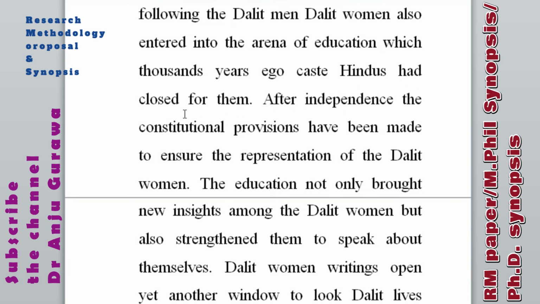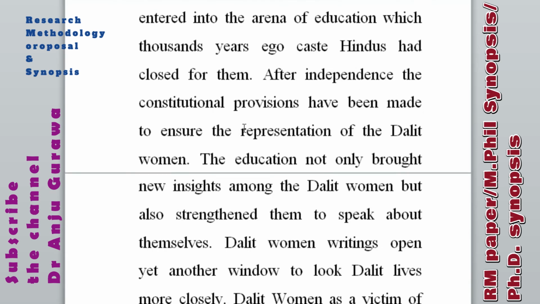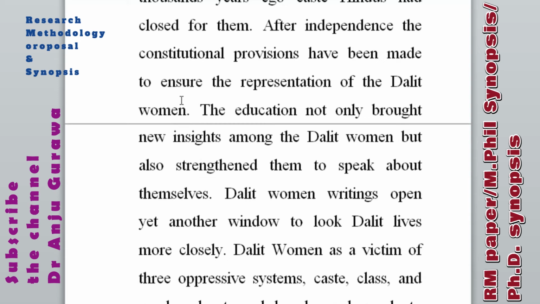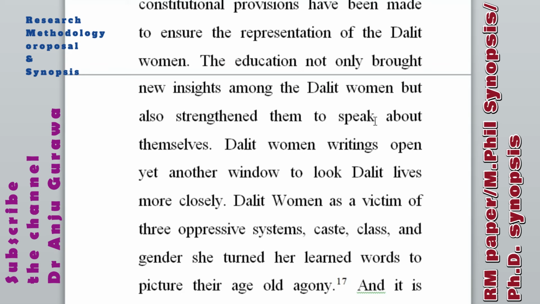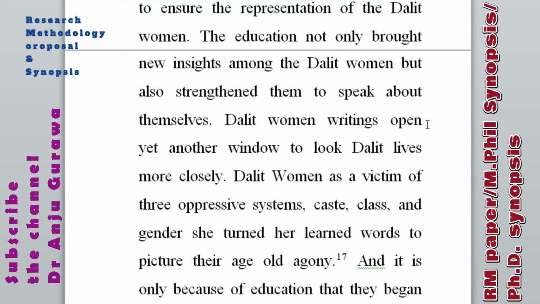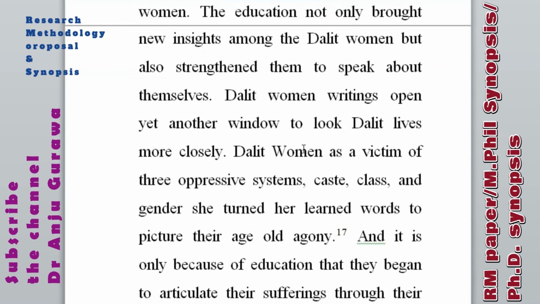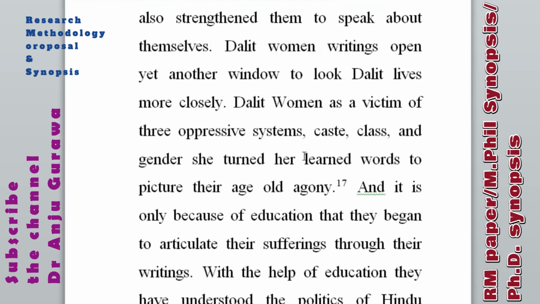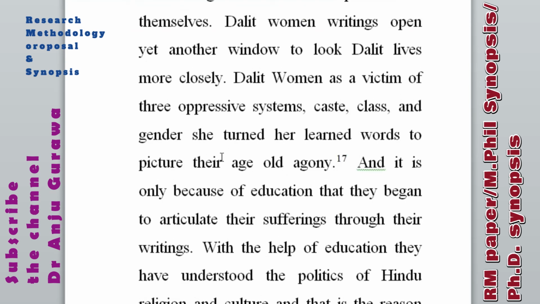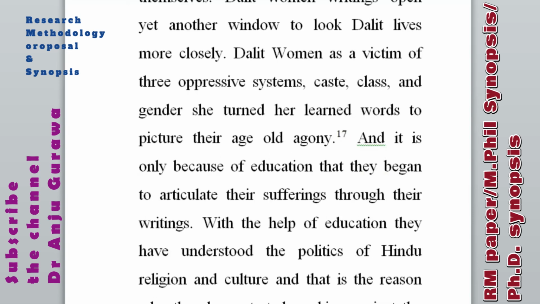It was during the British Raj that some Dalits, under the enterprise of Christian missionaries, began to get education, and following Dalit men, Dalit women also entered the arena of education, which thousands of years ago caste Hindus had closed for them. After independence, constitutional provisions were made to ensure the representation of Dalit women. Education not only brought new insights among Dalit women but also strengthened them to speak about themselves. Dalit women's writing opened yet another window to look at Dalit lives more closely.